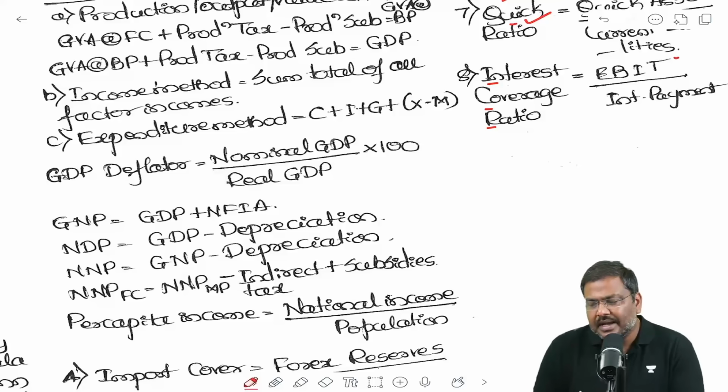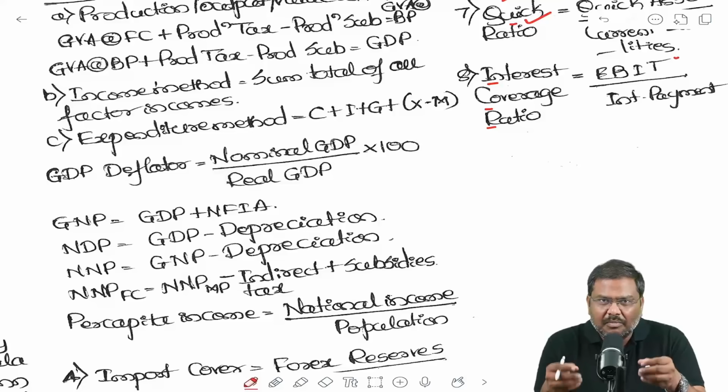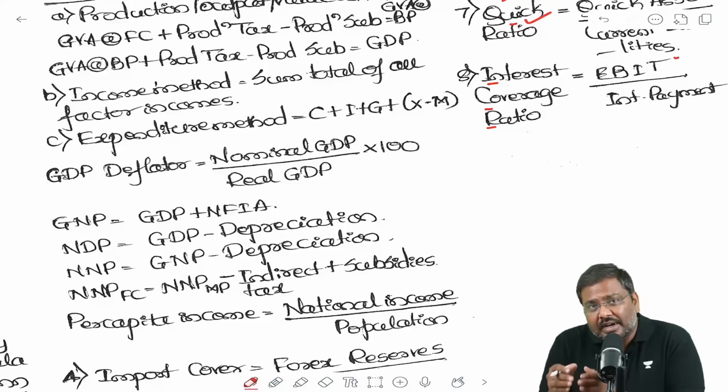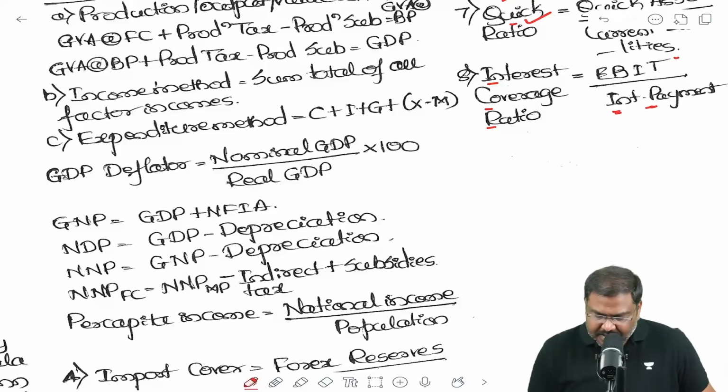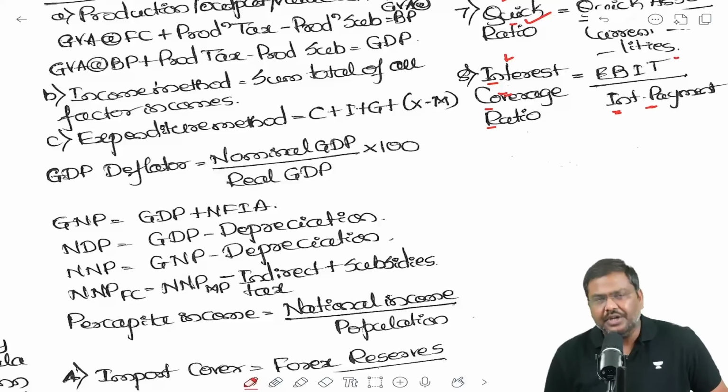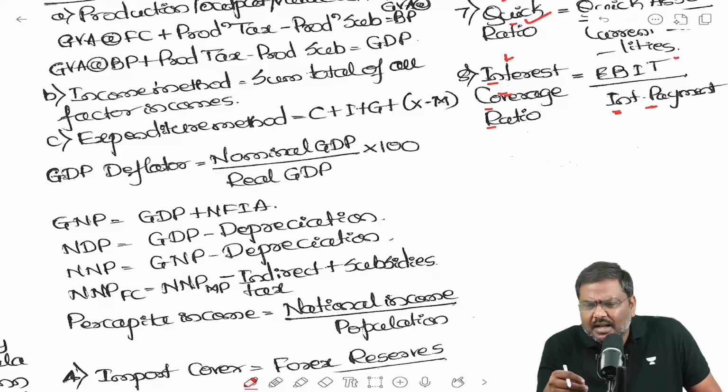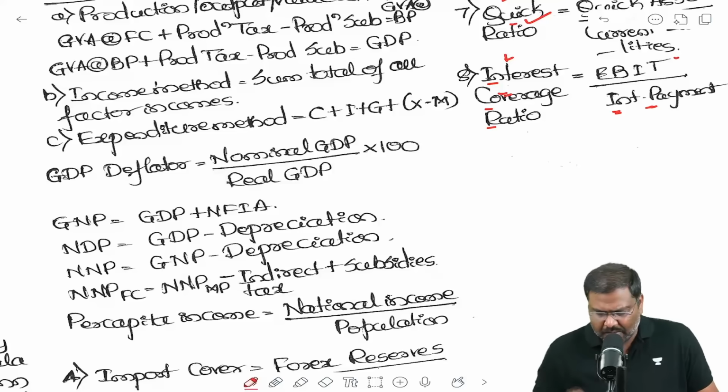This ratio will basically tell you how much is the total amount of money that the company has, whether it is sufficient to pay the interest payment or not. This is basically the idea of interest coverage ratio, that is, how comfortable is the company in terms of meeting interest payment liabilities.